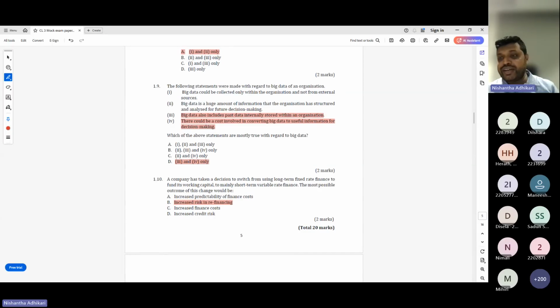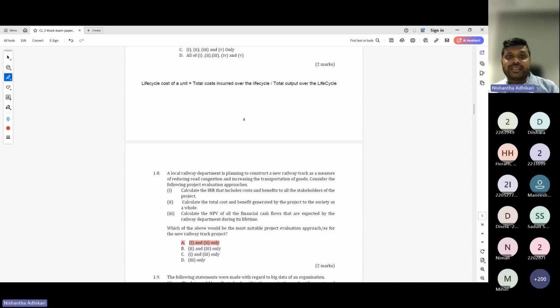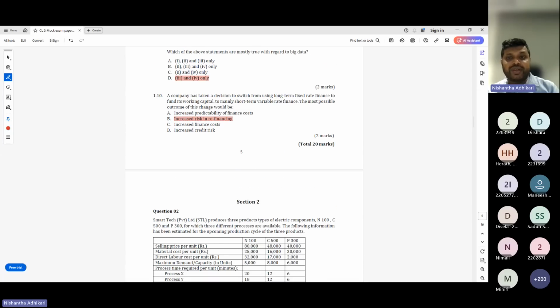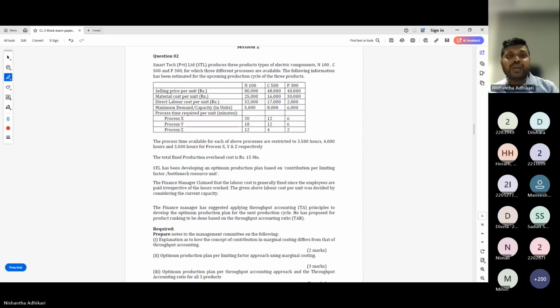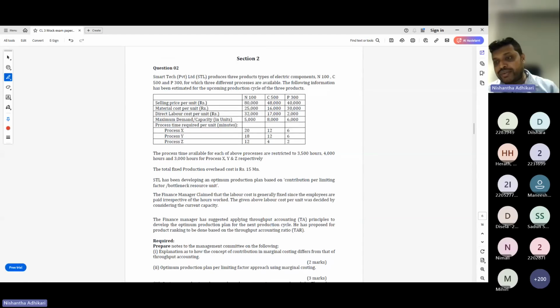Right, that's the end of the first MCQ questions for section 1. Hope you have understood, hope you have corrected, and I think you have received the paper in advance. Now, hope you have done it. Now we will move to section 2 and question number 2.